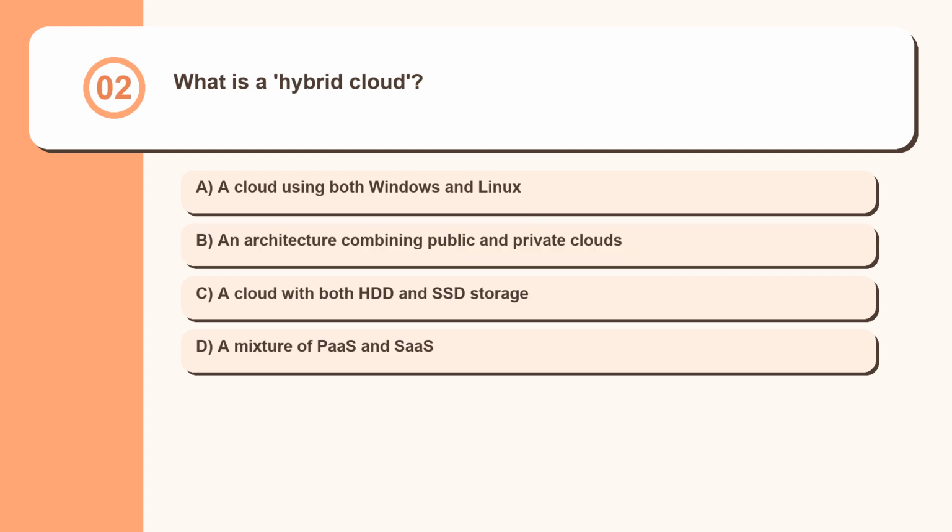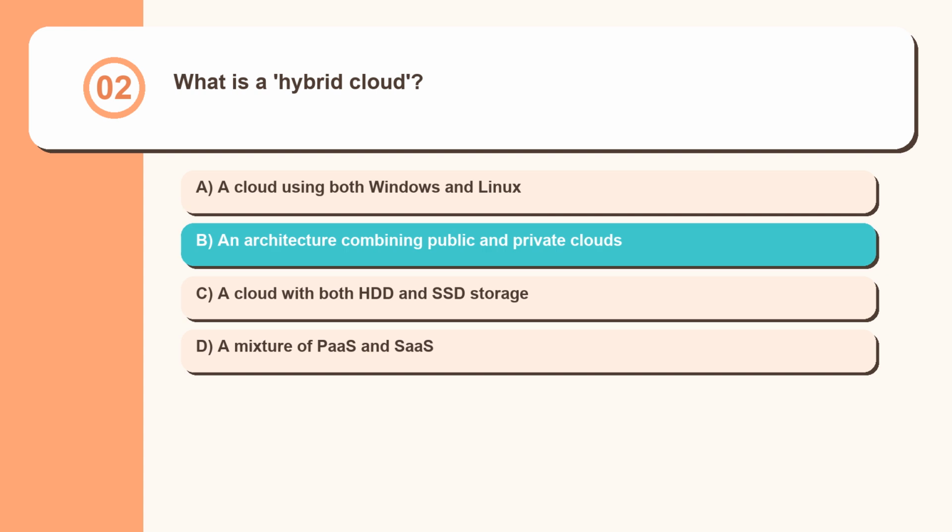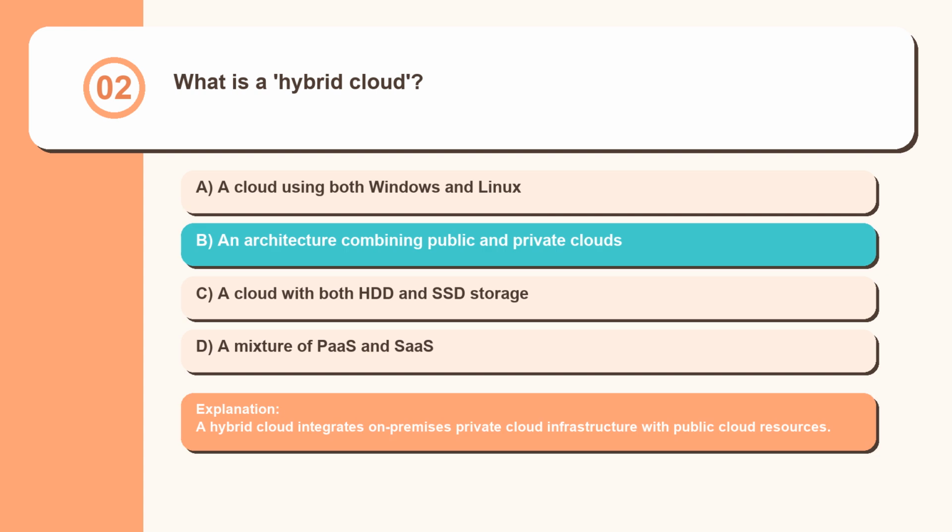Question 2. What is a hybrid cloud? A cloud using both Windows and Linux. An architecture combining public and private clouds. A cloud with both HDD and SSD storage. A mixture of POS and SOS. A hybrid cloud integrates on-premises private cloud infrastructure with public cloud resources.